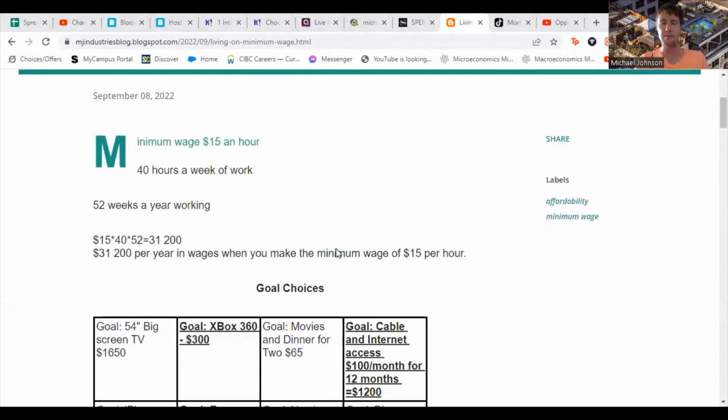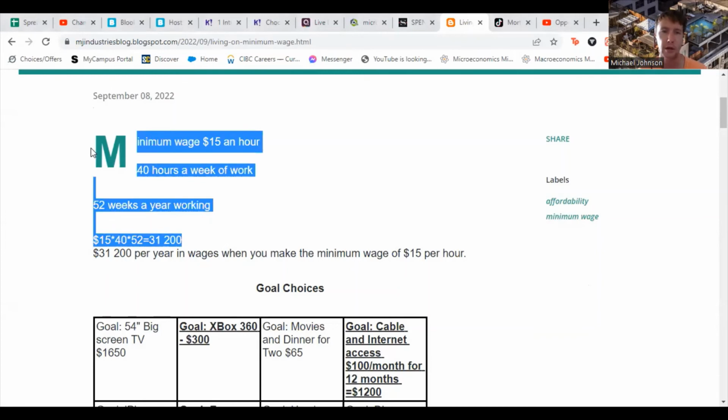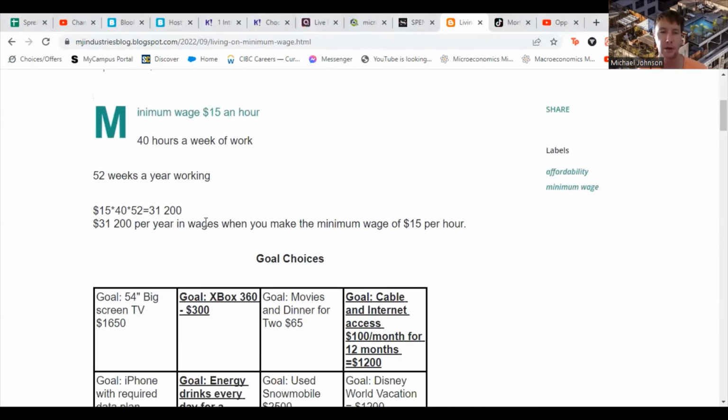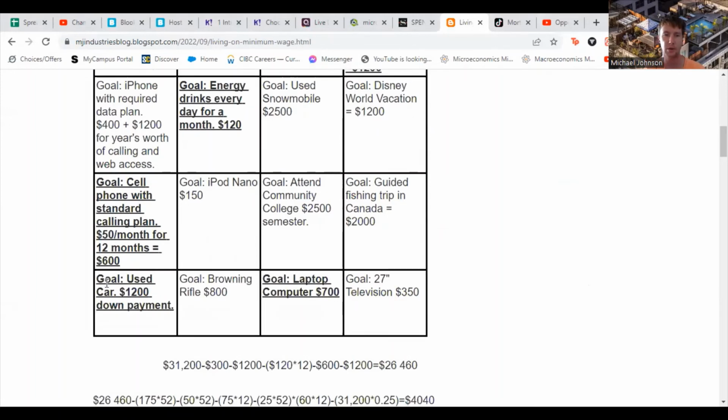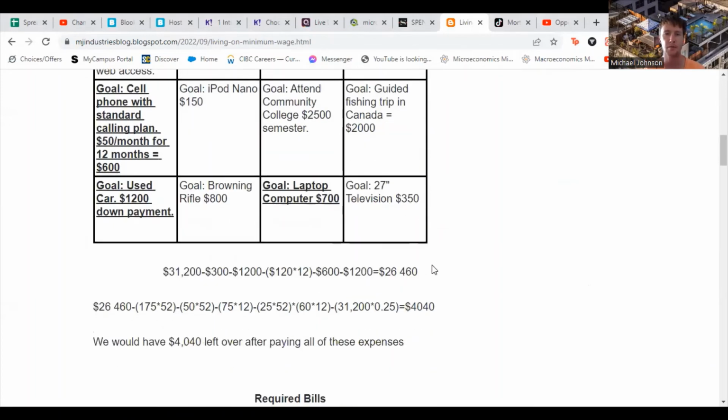It was a while back, but if someone's making $15 an hour, 40 hours a week of work, 52 weeks a year working, they would make $31,200 per year in wages when you make the minimum wage of $15 per hour. So let's say you select an Xbox, cable, energy drinks, cell phone plan, used car, laptop, computer, you'd be left with $26,460.